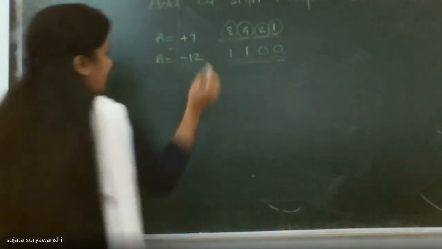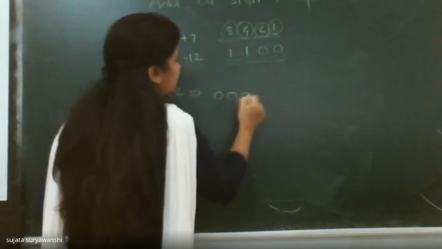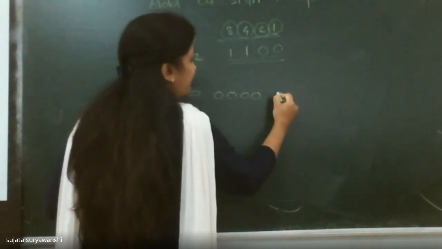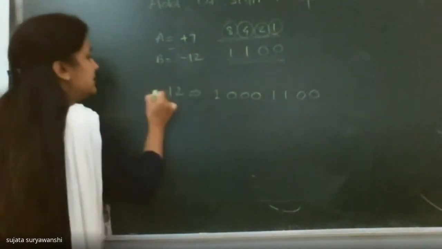Suppose 7 is positive and 12 is negative. So again here, how to represent 12 first? 12 is equal to 0000 1100. This is the magnitude of 12. But here, instead of this 0, your sign bit is 1 because your number is negative.